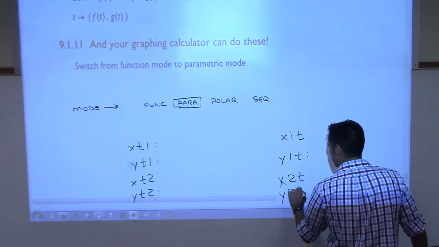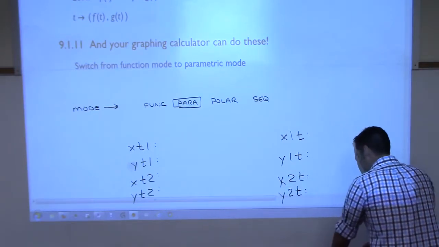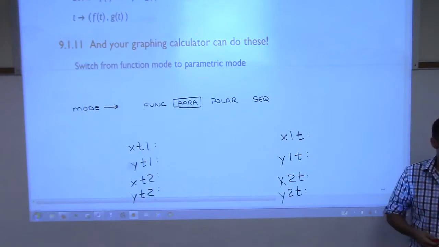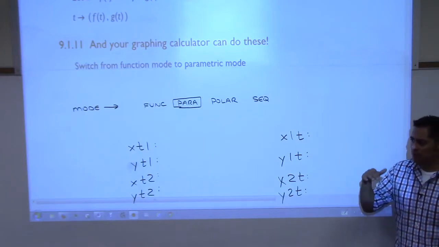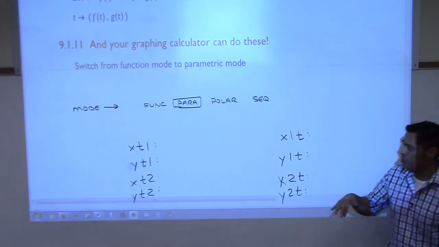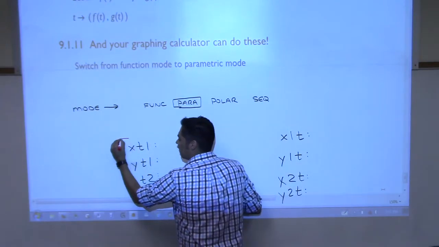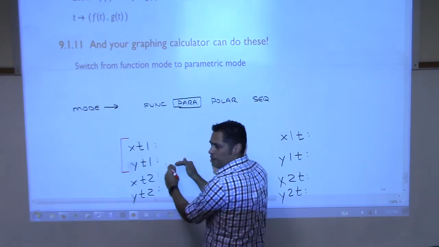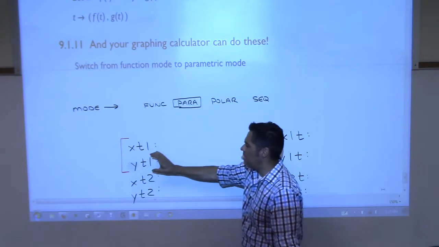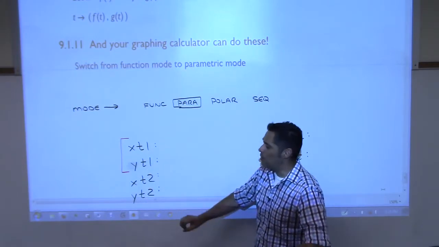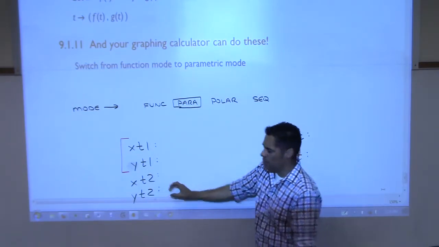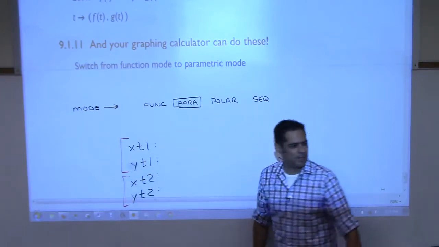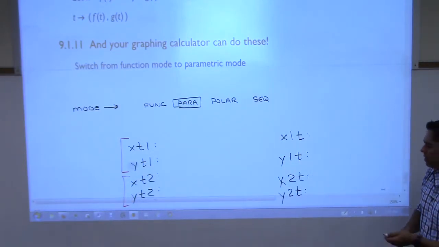x2t, y2t. So here's how this works. Your calculator is going to allow you to give it both the x function and the y function. So these are kind of grouped. To graph something, you have to give it two pieces of information. So when it says 1 here, this is like the first curve. If you want to do another curve, here's the second curve. So they're grouped in pairs. Does that make sense?